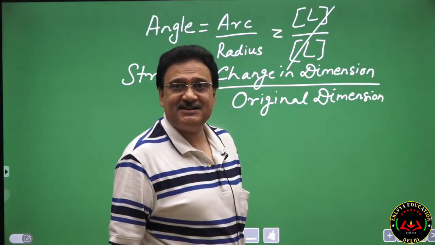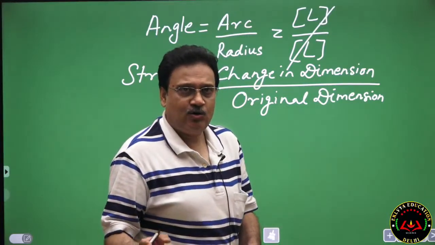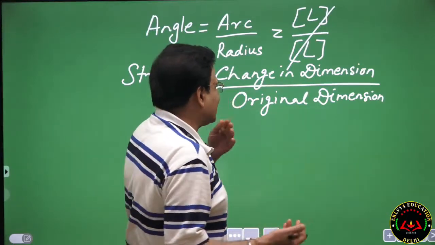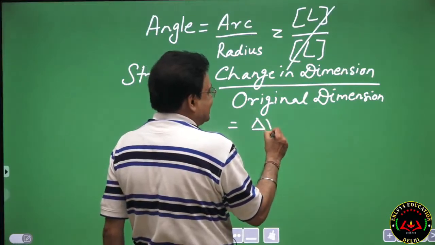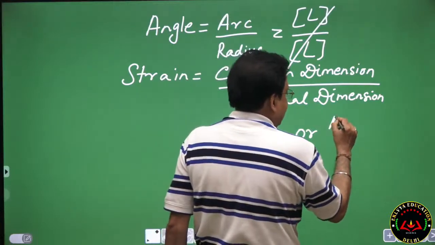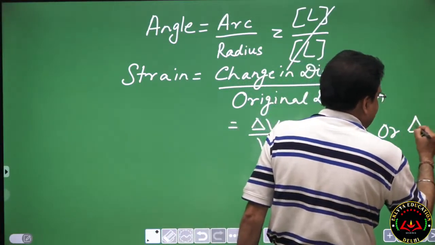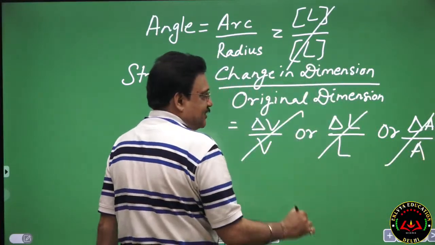Now change in dimension can be length, can be volume, can be area. ओरिजिनल डायमेंशन में भी लेंथ, वॉल्यूम कुछ भी हो सकता है. तो अगर चेंज इन वॉल्यूम अपॉन वॉल्यूम हो गया, सो दैट विल बी चेंज, हम डेल्टा से लिखते हैं, चेंज इन वॉल्यूम अपॉन वॉल्यूम, और चेंज इन लेंथ अपॉन लेंथ, और चेंज इन एरिया अपॉन एरिया. तो ये देखो, ऑल आर डायमेंशनलेस.